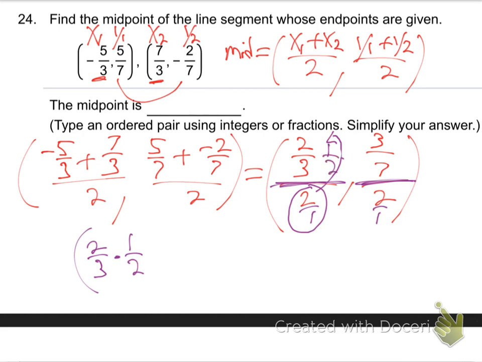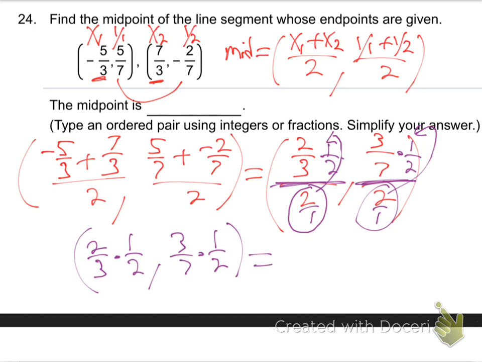So it should be 1 over 2. And same with this guy. He flips upside down, 1 over 2. Because, again, dividing is upside down multiplying. So to divide by 2 is to multiply by a half.